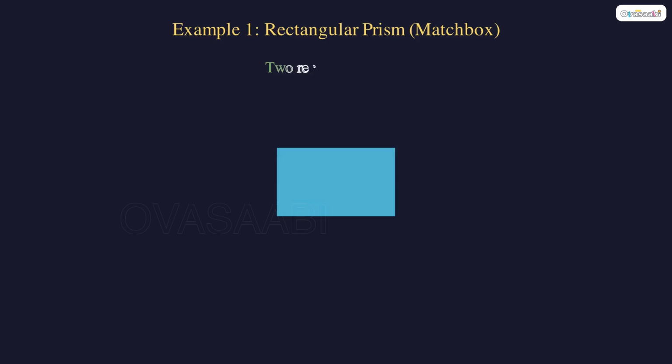Example 1. This matchbox is a rectangular prism. It has two rectangular bases at top and bottom. The four sides are also rectangles.